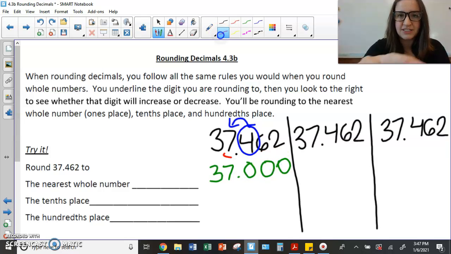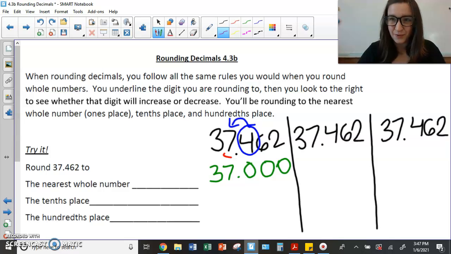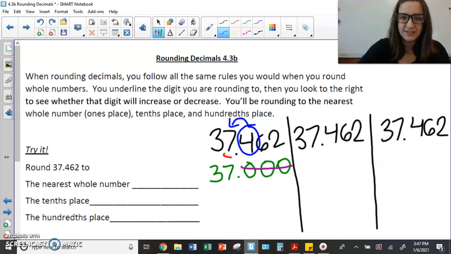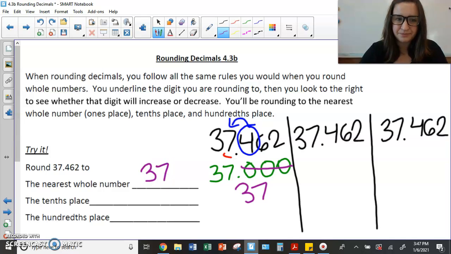Well, remember when we talked about decimals in simplest form? Well, when they are in their simplest form, we do not need any extra zeros that come at the end after a decimal point. The ones that come before and in between are important, but not the ones at the very end. So we can actually take off all of these and just write 37. So the nearest whole number is 37.